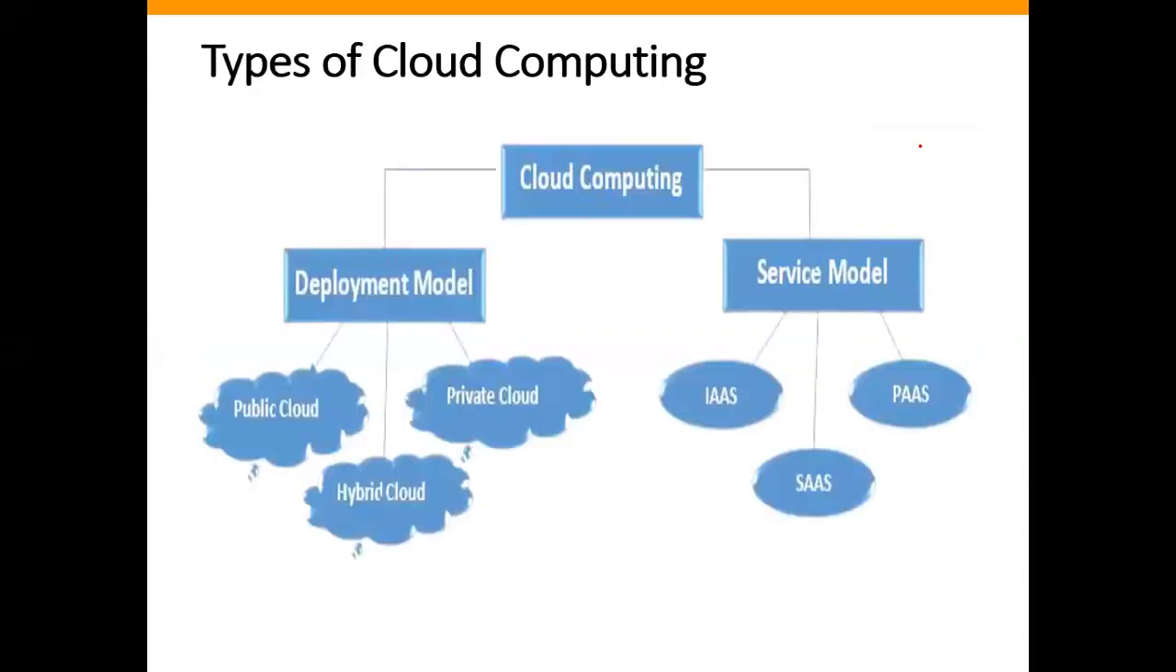And we have different types of cloud computing services. In the market we have options called the deployment model and the service model. In deployment models, we have 3: public, private, and hybrid. In the service model we have IaaS, SaaS, and PaaS. Now, what are public cloud, private cloud, and hybrid? Let's discuss.